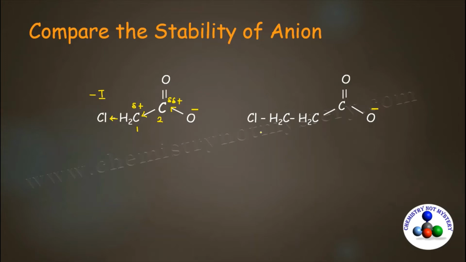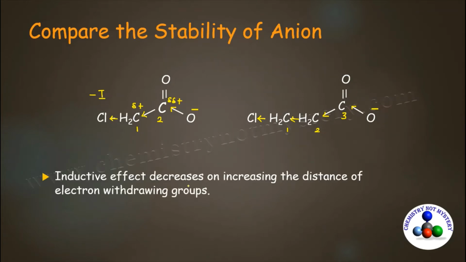Now examine the second anion. Here chlorine is present at a distance and it will withdraw electron density from carbon 1. Carbon 1 will withdraw electron density from carbon 2 and this carbon 2 will withdraw electron density from carbon 3. And now this carbon 3 will withdraw electron density from O negative. Inductive effect decreases on increasing the distance from the electron withdrawing group.